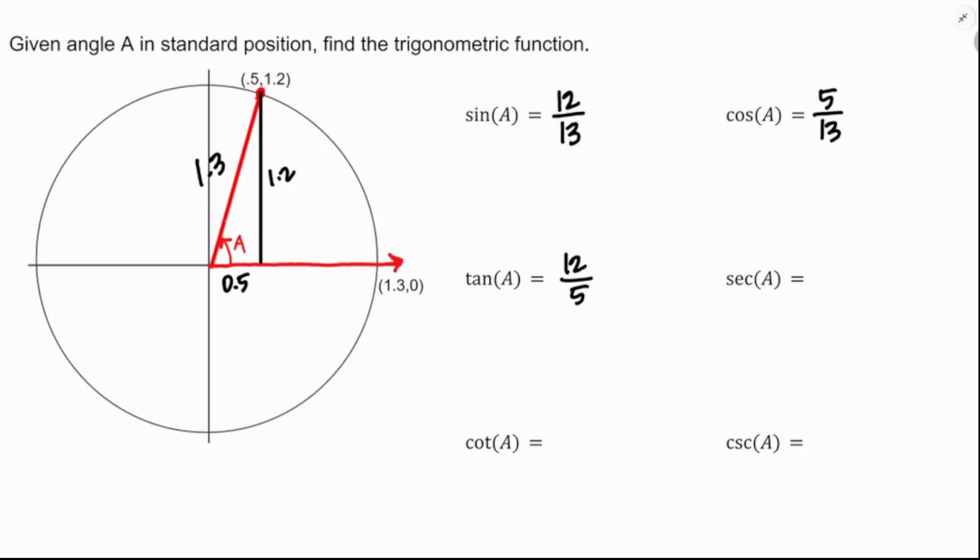Okay. Secant is friends with cosine. I'm just going to take the cosine and flip it because secant is the reciprocal of cosine. Then for cosecant, I know that's the reciprocal of sine, so I'm going to flip that and get 13 over 12. And then for cotangent, that's the reciprocal of tangent, so I'm just going to flip the fraction and get 5 over 12.